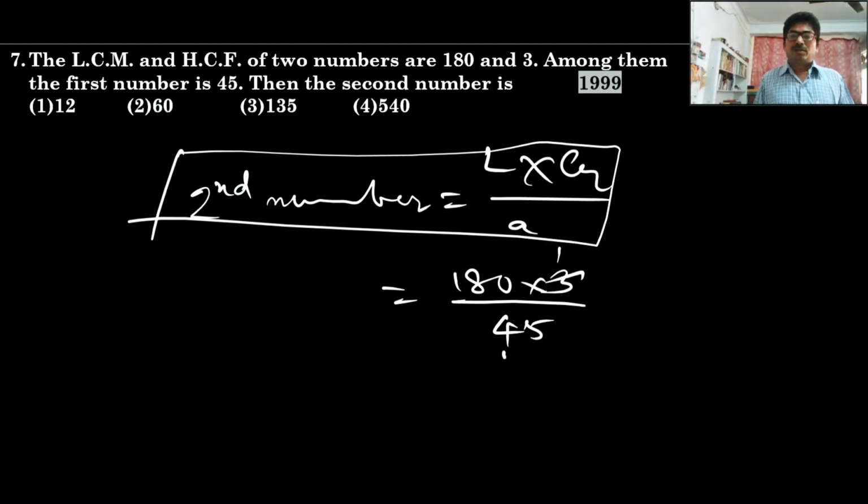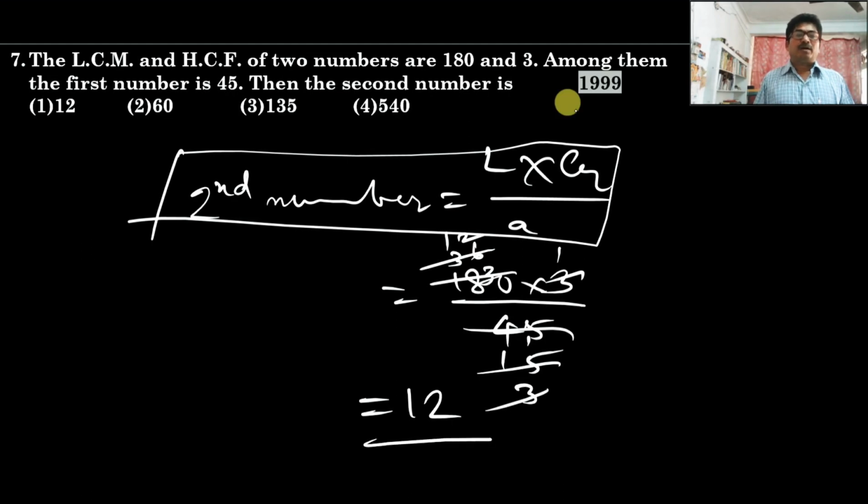5 threes are 15, 5 times 9 are 45, so 3 ones are 3, 3 fours are 12 is the answer. Option 1 is correct.